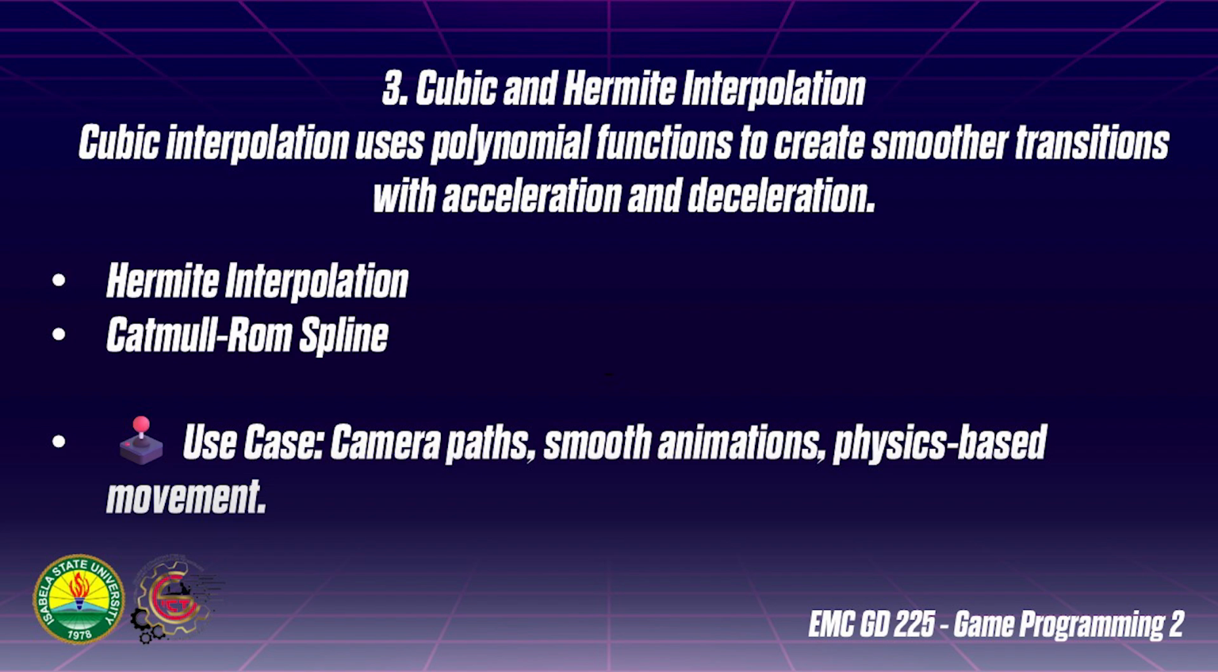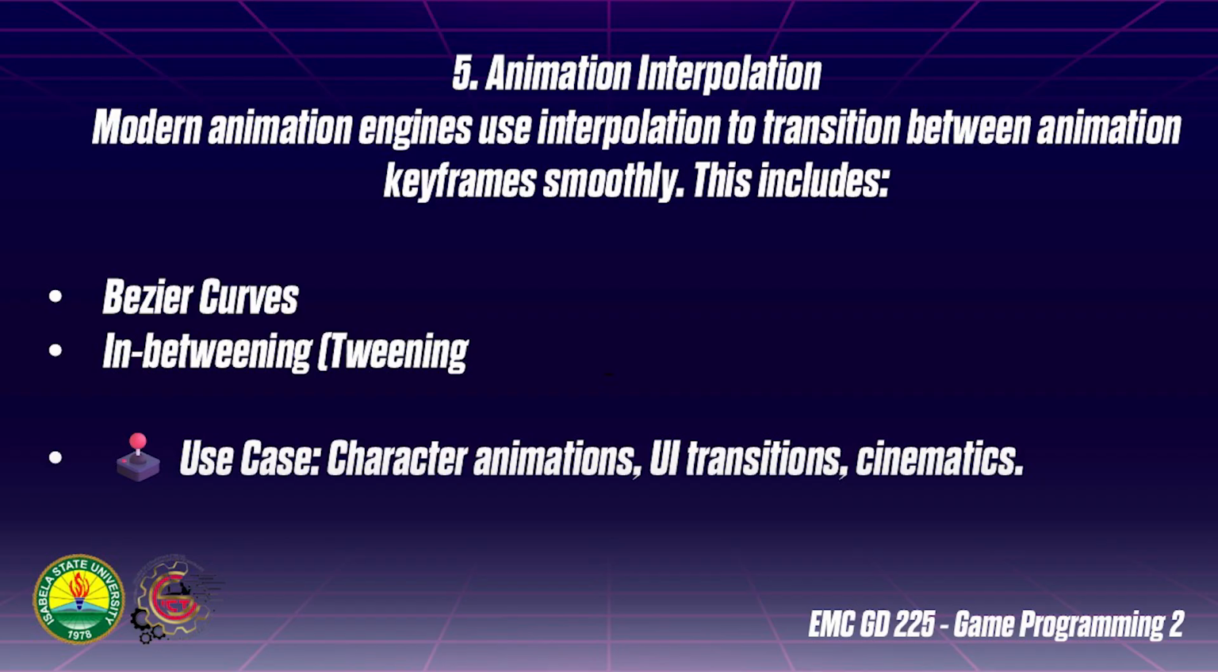Hermite interpolation allows control over tangents, giving better ease-ins and ease-outs effects. Catmull-Rom spline, a common method for smooth path interpolation. Animation interpolation. Modern animation engines use interpolation to transition between animation keyframes smoothly. This includes Bezier curves and in-between tweening.